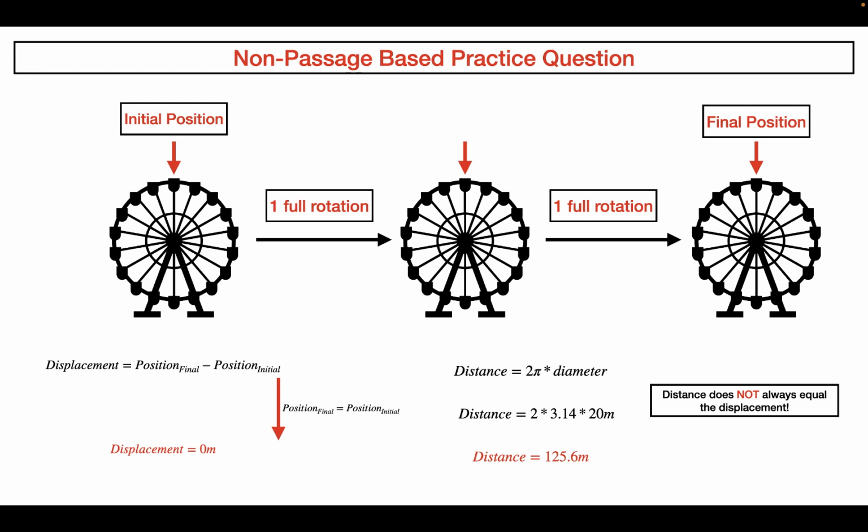So what we see from this question is that the distance is not always equal to the displacement. And the reason why is because the distance is path dependent. So in other words, it depends how you get from point A to point B. And displacement is path independent. So in other words, it doesn't depend upon how you get from point A to point B. All displacement depends upon is the difference between the initial and final position.